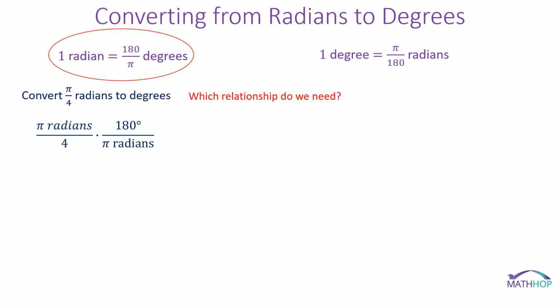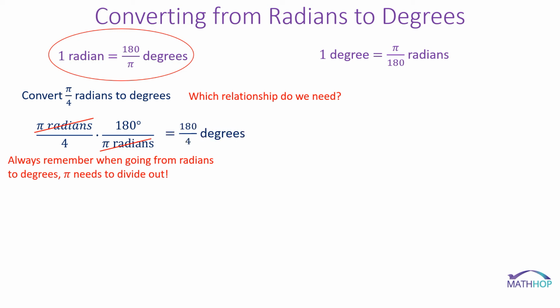The pi radians is a little redundant, and I could have written out degrees, but this is just to give you the idea. When you do this, you're just going to write pi over 4 times 180 over pi. The radians is really just so you see the radians dividing out. So once we do this, we are going to divide out pi radians. Always remember, going radians to degrees, that pi needs to divide out. We get 180 divided by 4 degrees. Let's simplify that. 180 divided by 4 is simply 45. So pi over 4 radians is 45 degrees.